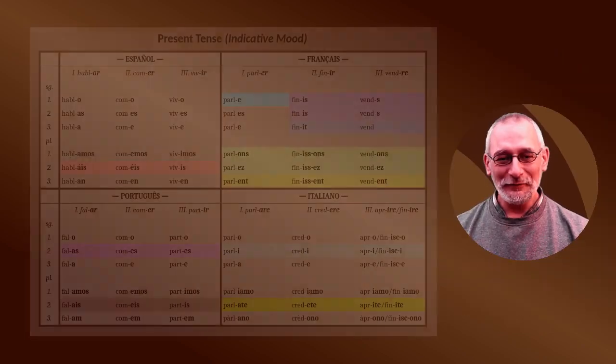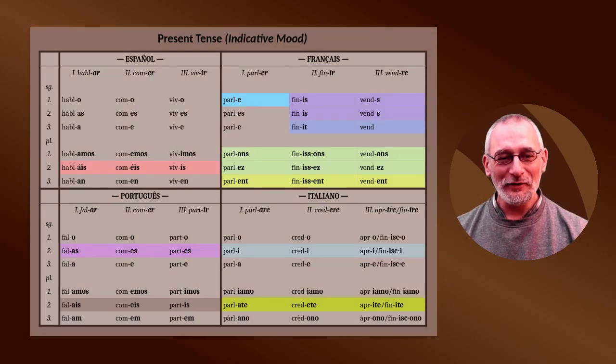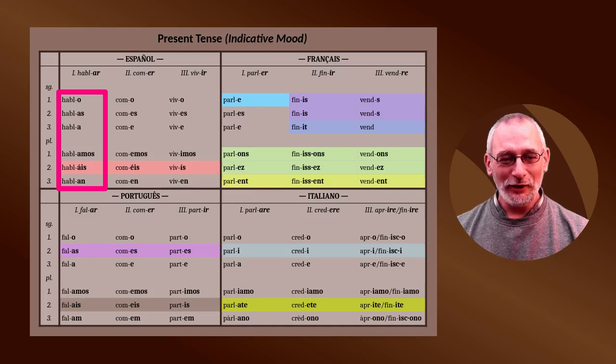So, let's start comparing the present tense form in these four languages. I'll start with Spanish. I'll use it as a basis for my comparison. This is a comparison from the point of view of a learner, so let's go. Spanish has three groups of verbs. The first is conjugated as follows. Hablo, hablas, habla, hablamos, habláis, hablan.